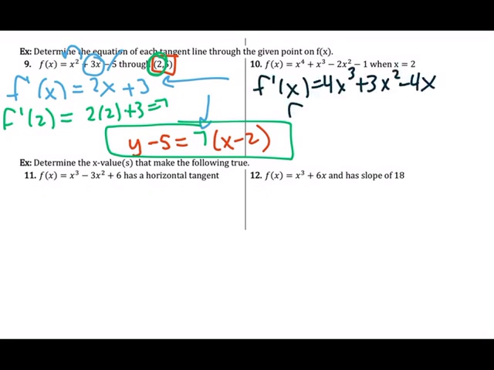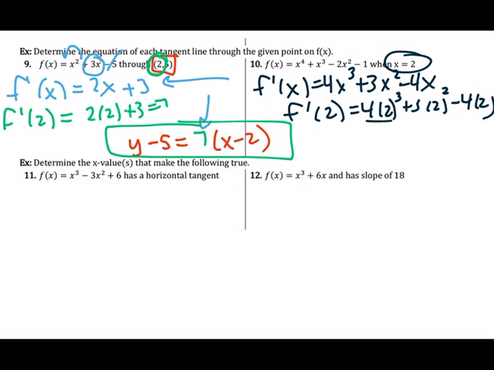So here is my derivative. We're going to evaluate that when x equals 2. So 4 times 2 to the third plus 3 times 2 squared minus 4 times 2. This is going to give me 32 plus 12, 3 times 2 squared, minus 8. That's going to give me that my slope at this value is going to be 36. f prime of 2 equals 36. So we have our slope.